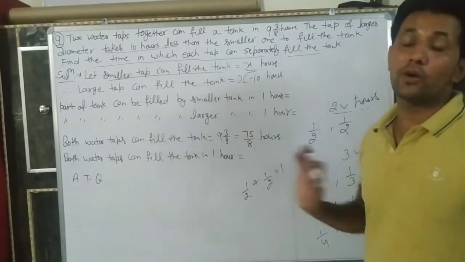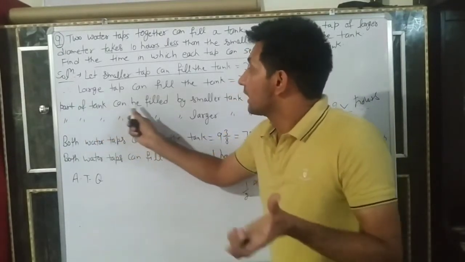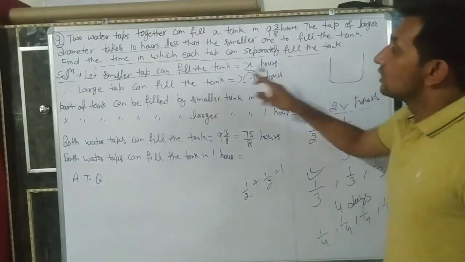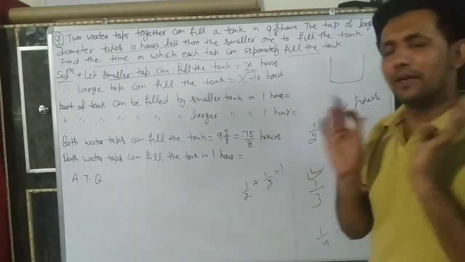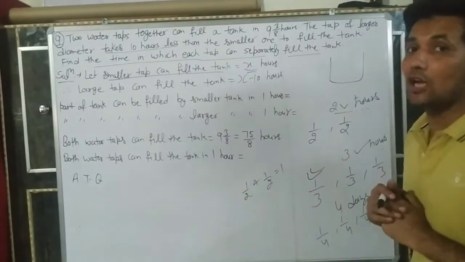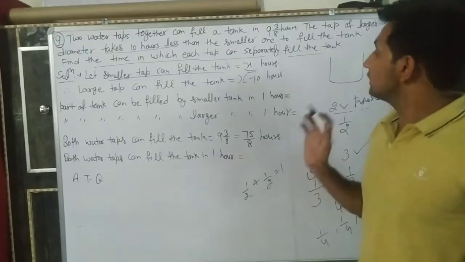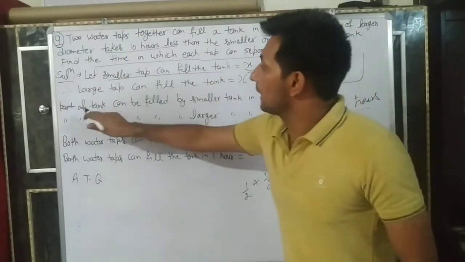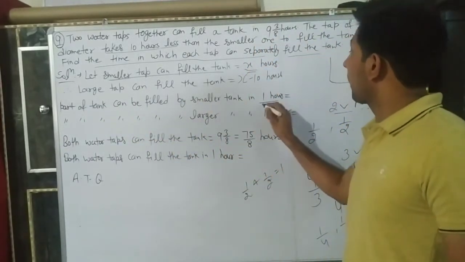Same as it is, a smaller tap can fill the tank in x hours. It is very important here. So we will write how much part of the tank it can fill, because we know it is a tank and the smaller tap can fill it in x hours. x hours means suppose 20 hours. So in 1 hour how much can you fill? Can you fill the whole tank in 1 hour? No, because in 1 hour we will fill only some part of the tank. So we will write the part of the tank filled by the smaller tap in 1 hour.